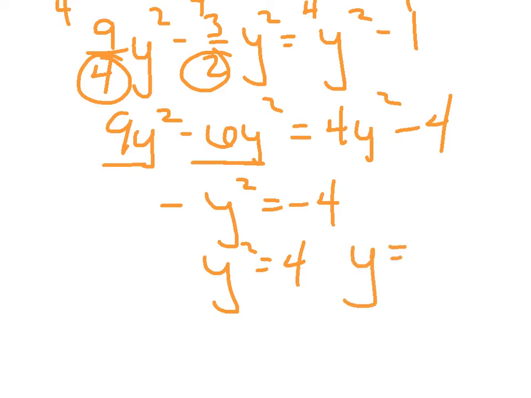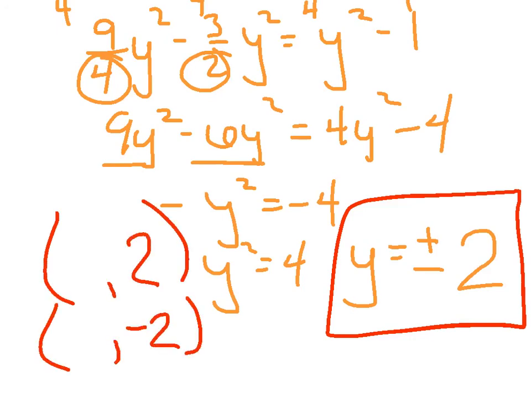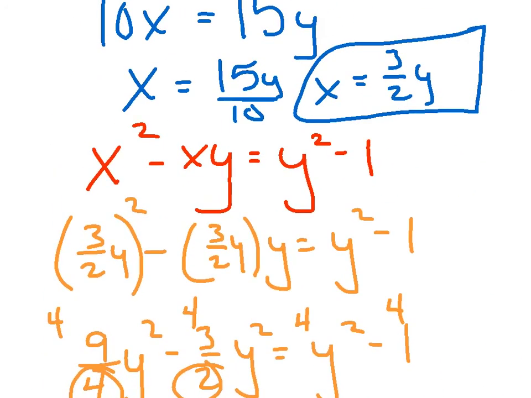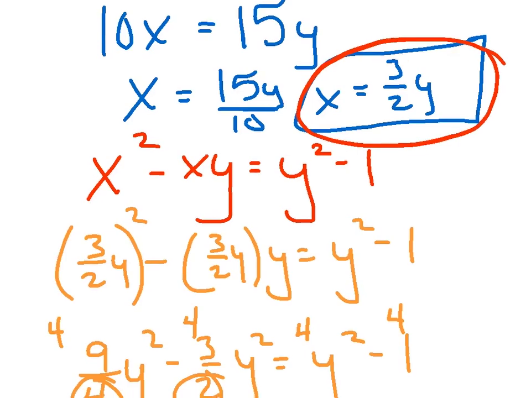Y equals the most forgotten part, plus and minus 2. So these are my y values. I've got two y values. So I know my points are something plus 2 and something minus 2. All I need is the x value. And I think I had a nice simple equation for x. Remember, x is equal to 3/2 y.